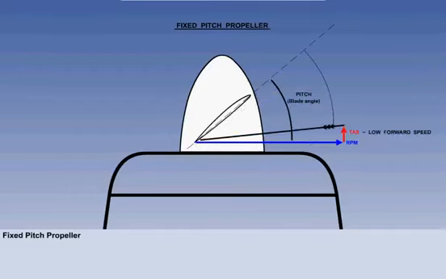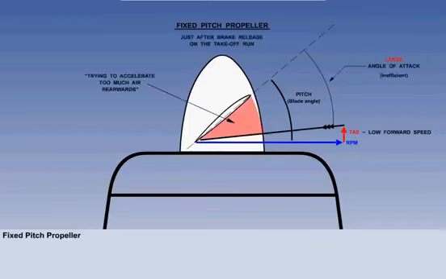At low forward speed, the angle of attack is very big. The illustration shows a typical light aircraft just after brake release on the takeoff run. One of the disadvantages of a fixed-pitch propeller is its lack of efficiency at low forward speed due to the large blade angle of attack. You could think of it as the propeller trying to accelerate too much air rearwards for the power output of the engine.